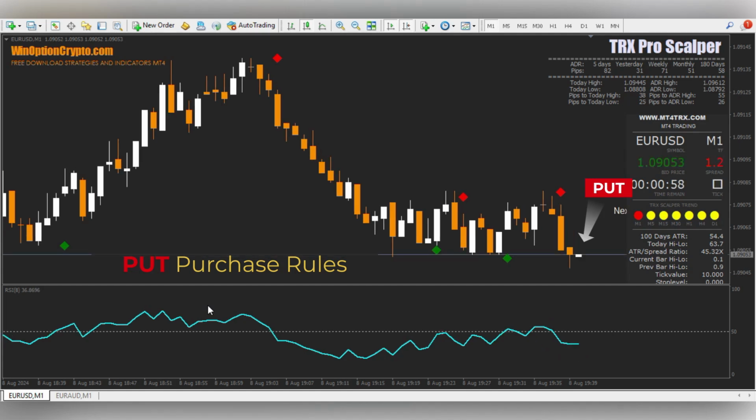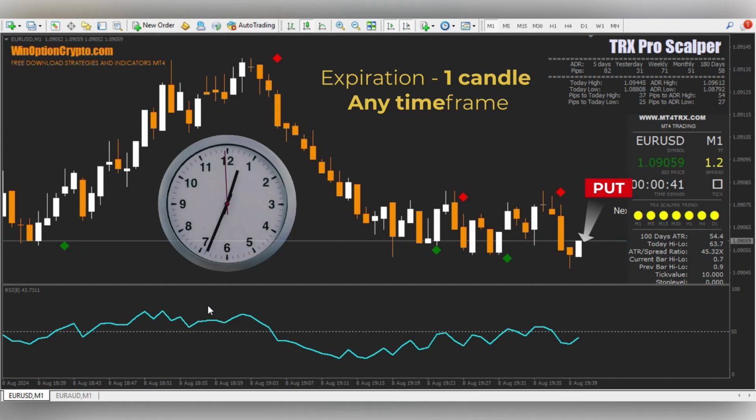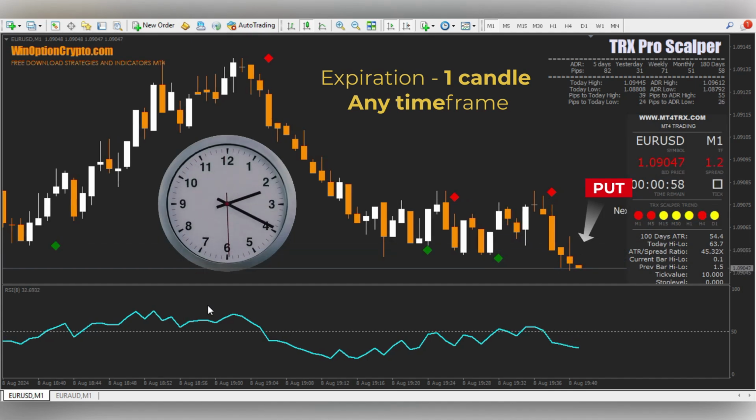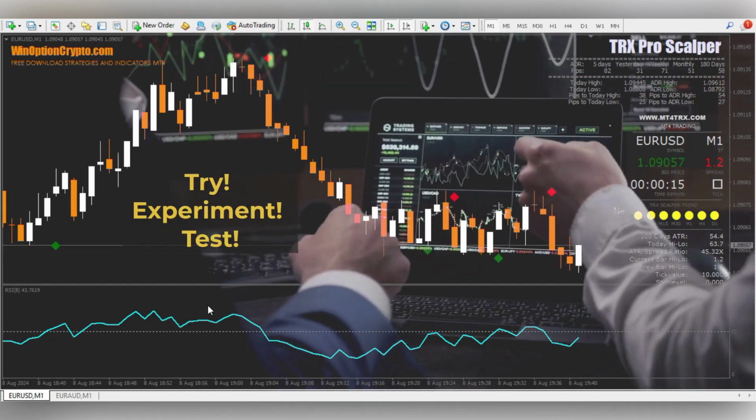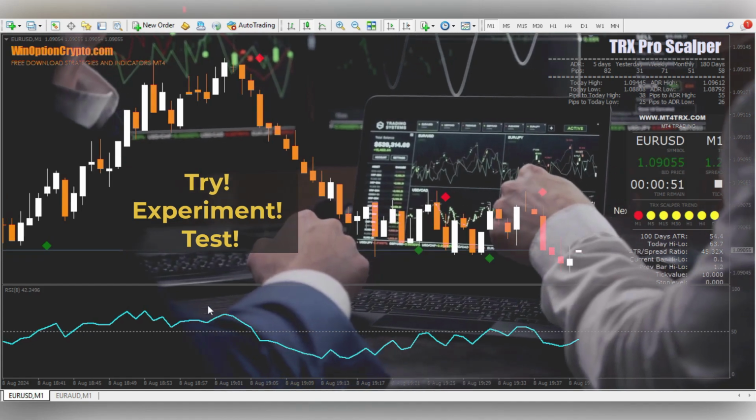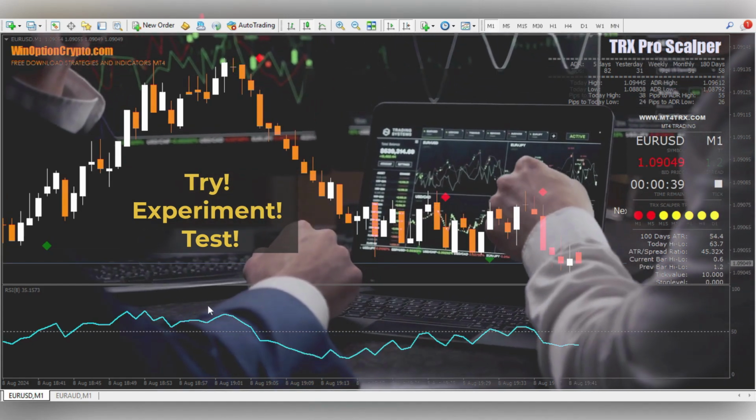We recommend choosing 1 candle as the expiration time and the time frame depending on the financial instrument and the results of testing on history. Try, experiment, test this strategy with different parameters of its indicators, but only on a demo account.